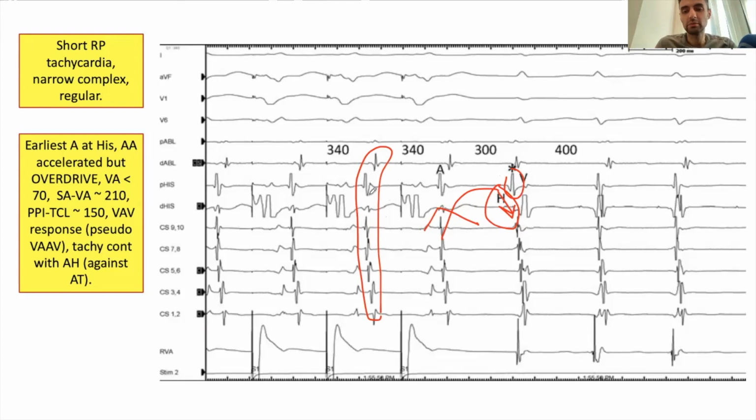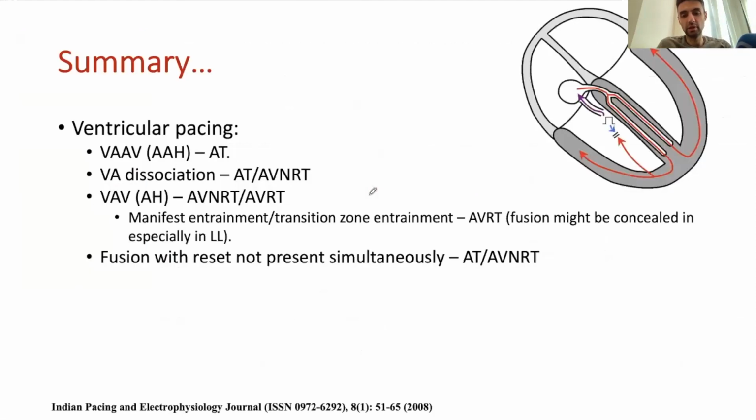So a subtle change. Okay. So stim to A minus V to A is long, so 210, again AVNRT. PPI minus tachycardia cycle length is 150, again AVNRT. So there's a VAV response or pseudo VAAV response because of the H that is present. So it's an AVNRT case. So that's what we said so far.